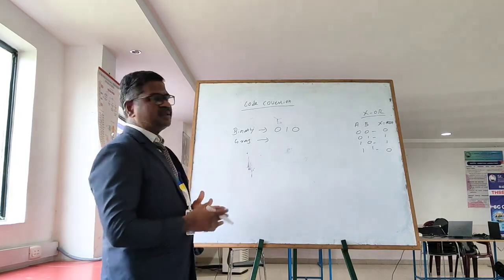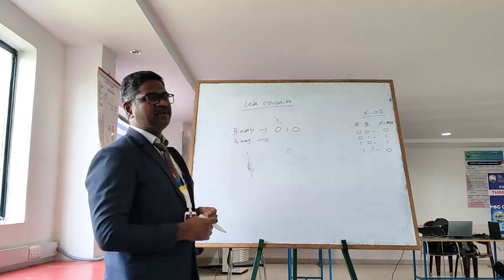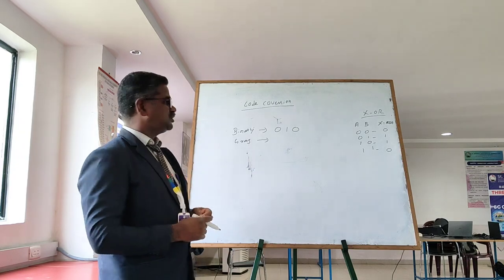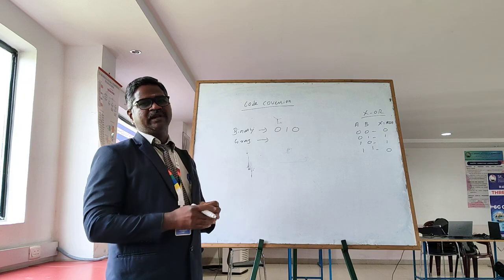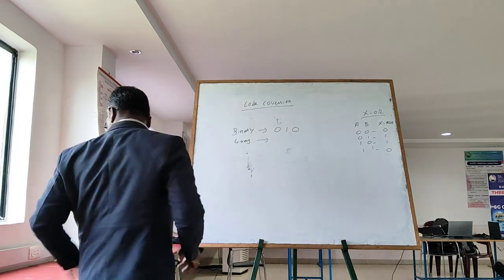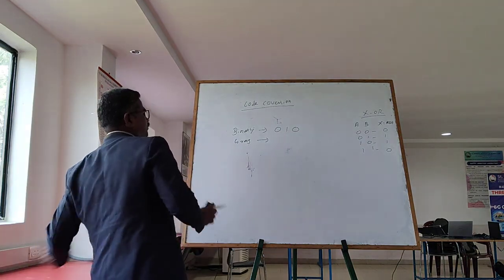Then you are supposed to know the basic logic diagram, for example the XOR gate logic diagram. Only then can we get the proper design for binary to gray code conversion. So let's start. What are the rules we have to follow?